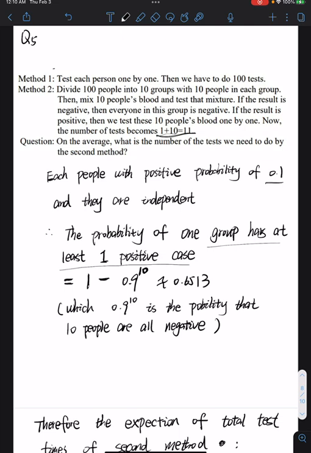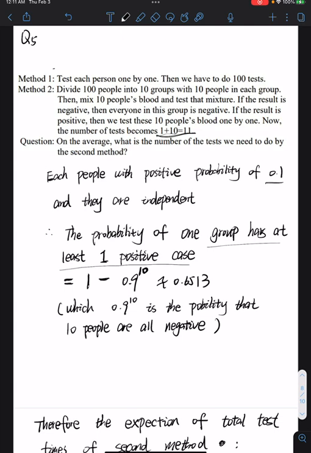But in method 2, we discuss a new method. We divide the 100 people into 10 groups, with 10 people in each group, and then we just test the 10 people's blood mixture and get a result for the whole group. If the result is negative, which means the 10 group members are all negative, then we leave them free and say that they are negative. And if the group test result is positive, we will test the 10 people's blood one by one, which means we will get 11 tests for that group. So the question is, on average, what is the number of tests we need to do by the second method.